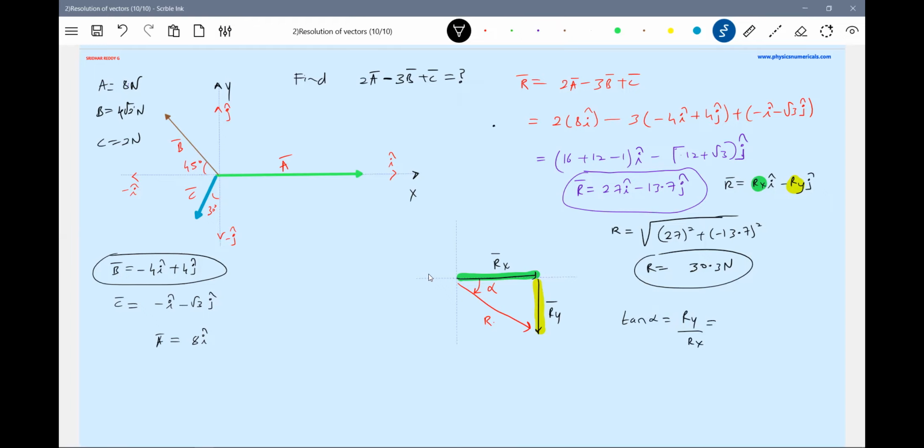What is Ry? Ry is a negative value. We have to substitute. Or if you want, you can avoid that sign also, no problem. Alpha will be negative, that's all. So if you solve this, alpha will come minus 27 degrees. What does it mean, alpha, sir?